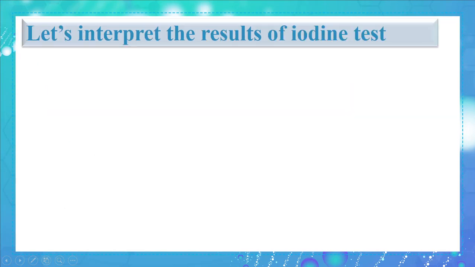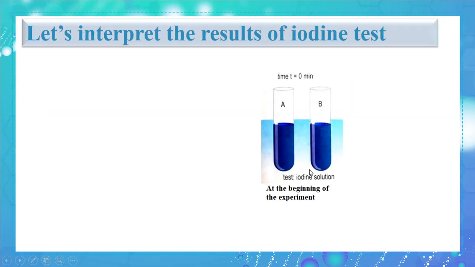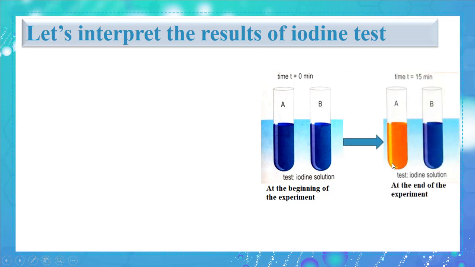Let's interpret the results of iodine test. Notice that at the beginning of the experiment, both tubes have dark blue color with iodine test. What does this indicate? It indicates the presence of starch. Now, notice that at the end of the experiment, the color of iodine solution remains brown-orange in tube A.